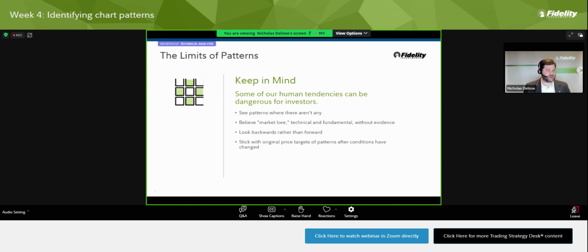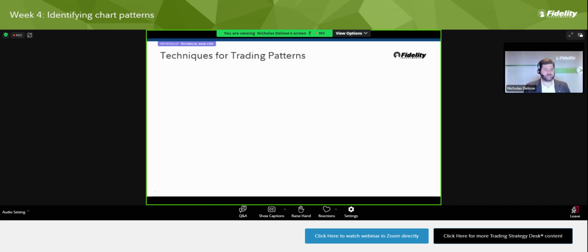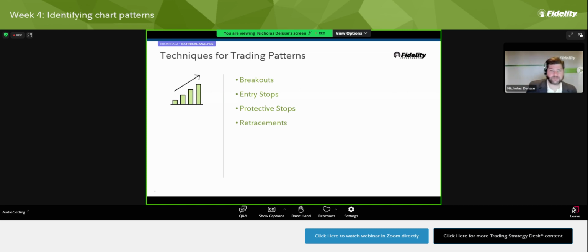So that said, let's go ahead and jump into some other basics with pattern trading. Many of you have, of course, heard about a lot of these. We talk about breakouts, stops, both entry stops and protected stops, retracements and such. And one thing I want to mention on an entry stop is that this gets to be an advanced usage of a stop.